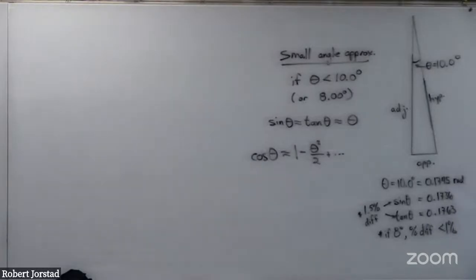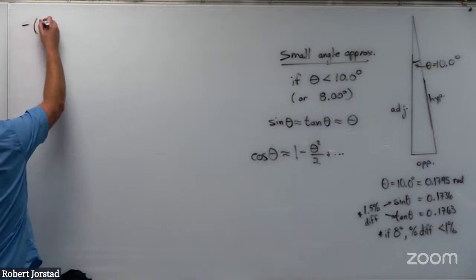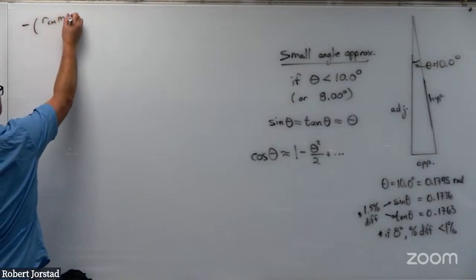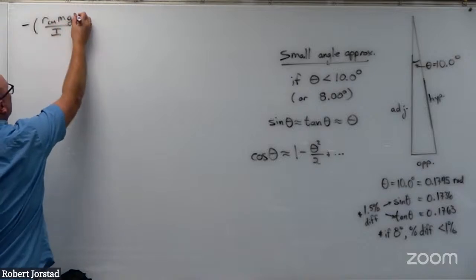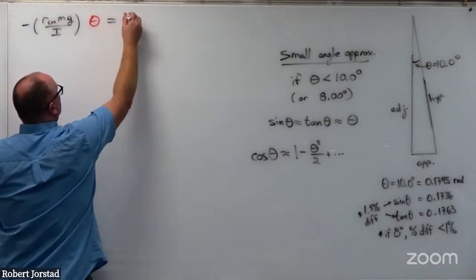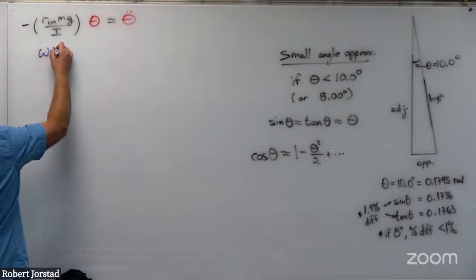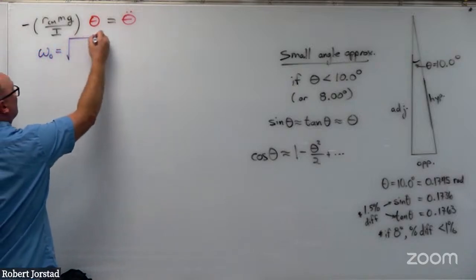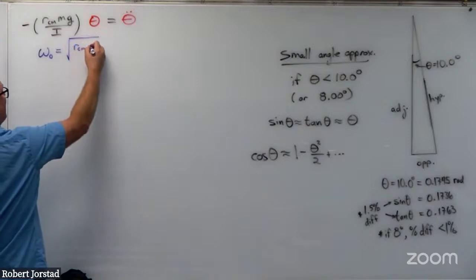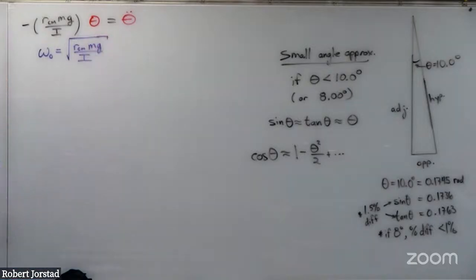Okay, so I'm just going to write this up here. We found the following differential equation: R center mass mg all over I, theta double dot. Out of that, we made the assumption omega naught must be R center mass mg all over the moment of inertia about the pivot. So what would theta as a function of time look like?